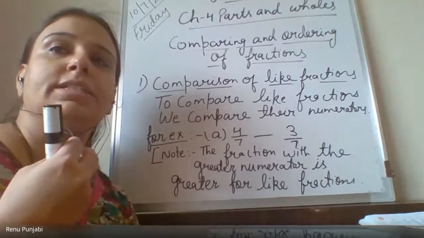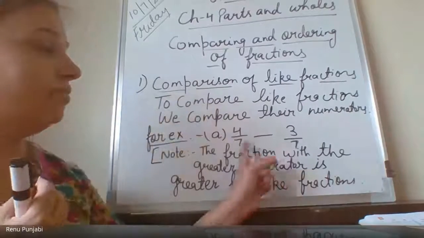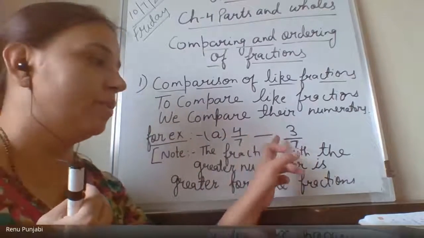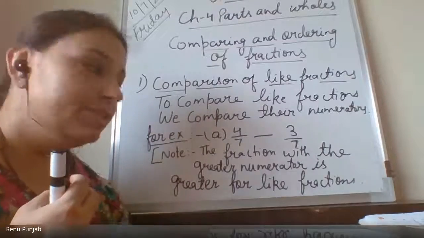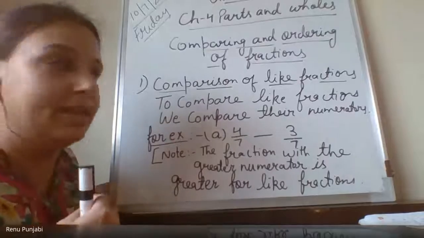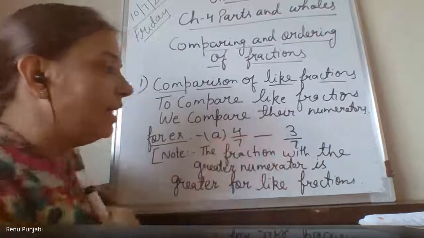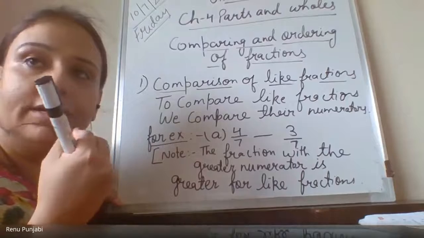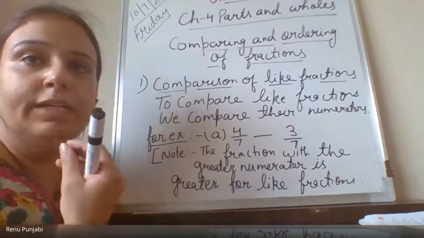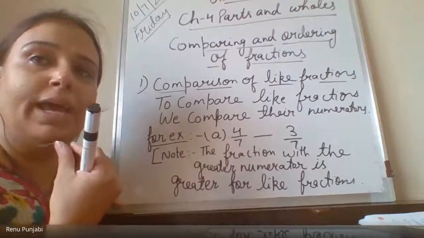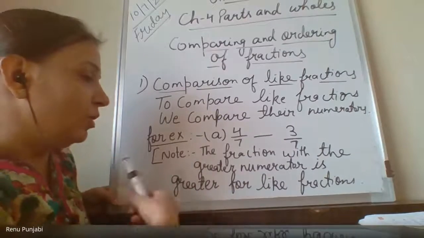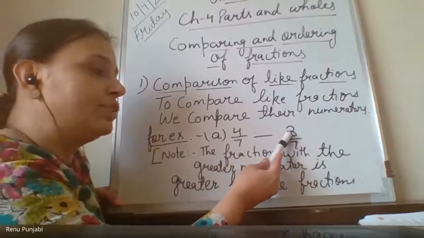So like fractions are the fractions which have the same denominator. Here, if I have written 4 upon 7 and 3 upon 7, they have the same denominator. In that case, what will you do to compare the fractions? To compare like fractions, we compare the numerators. As we know their denominators are same, no need to worry about the denominators. So we will compare the fractions by their numerators. So here is 4 and here is 3.